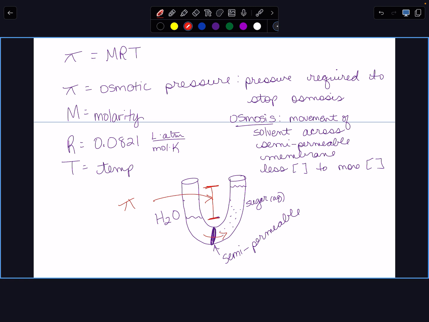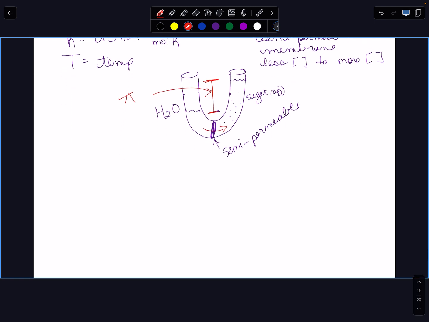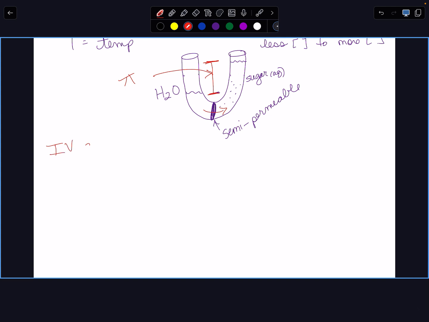Okay, osmotic pressure is important. Have y'all ever been hooked up to an IV? Okay, I mean, yeah or no, you know somebody that has. At some point in your life, you probably will be hooked up to an IV. It's very important that the IV solution is what we call isotonic. IV solution is isotonic with your blood.